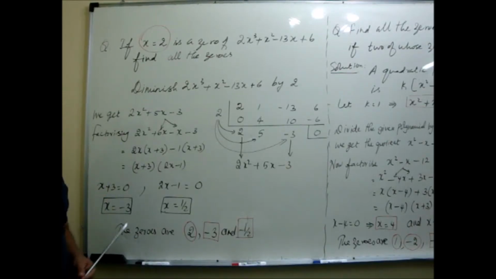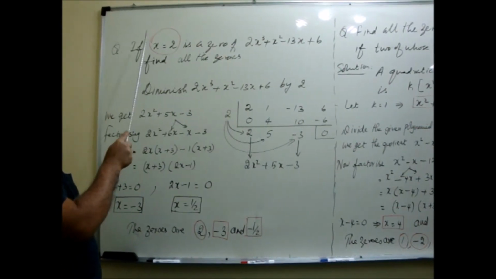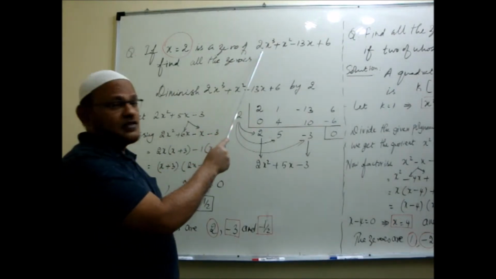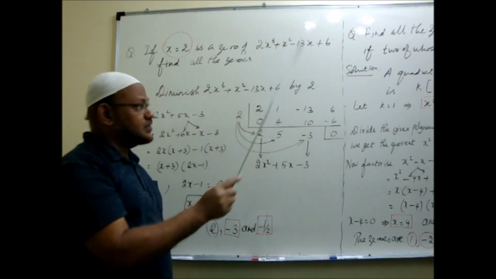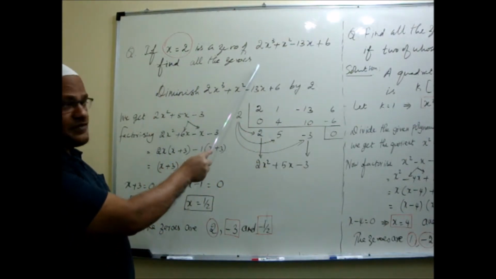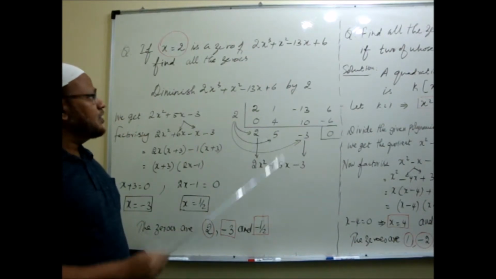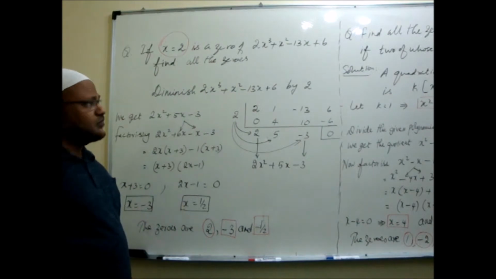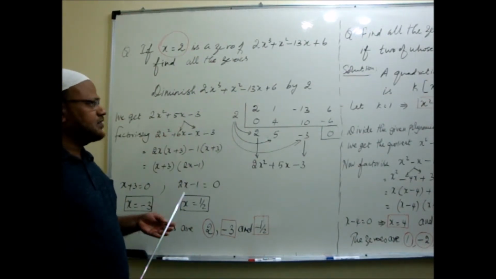Let's take another question. You are given that x is equal to 2 is a zero of the cubic polynomial 2x cube plus x square minus 13x plus 6. Find all the zeros, meaning find the remaining two zeros if they exist. There are 3 zeros maximum possible for a cubic polynomial, as you have seen. One zero they gave.